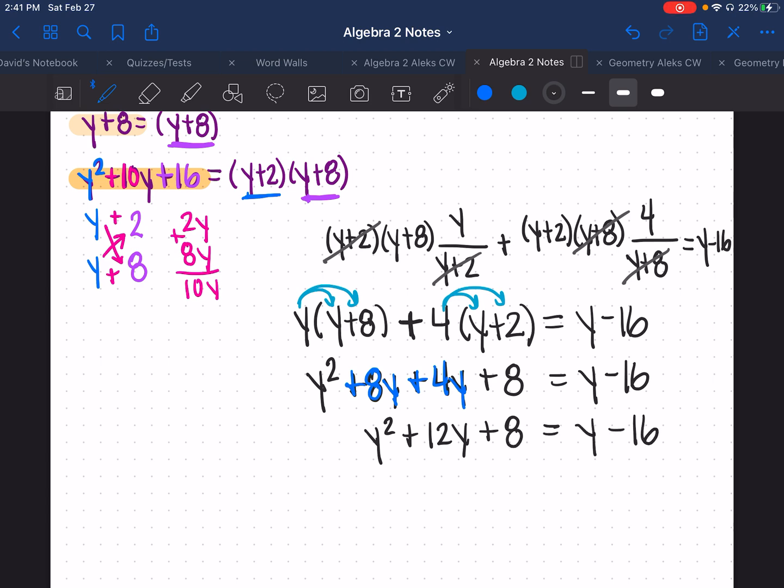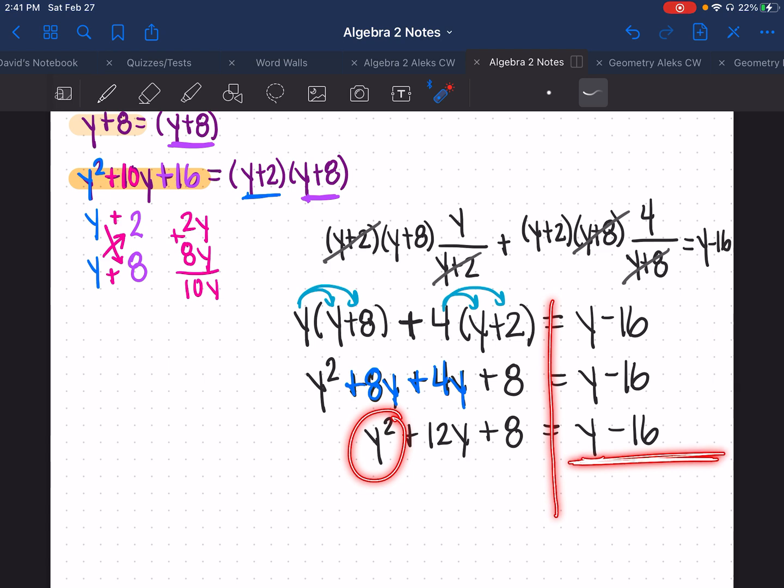Okay, so now that I have everything fixed, I've got to figure out how to solve this. I do not see the y squared disappearing. And the reason I don't is I'm looking at both sides of my equal sign. I see the y squared here, but there is no y squared on this side. So it's not going to disappear, which means I have to factor.